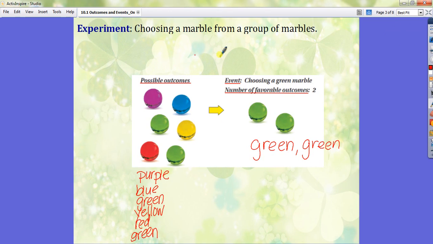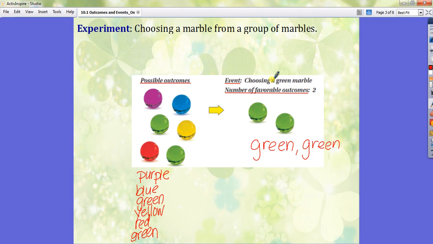So we talked about how those words look in an example. The experiment: choosing a marble. The possible outcomes, in your work, you'd actually list them: purple, blue, green, yellow, red, green. Everybody said, but you wrote green twice. Yes, because there are two green marbles. I have to list all of them. It's not how many unique colors there are. It's list everything you see.